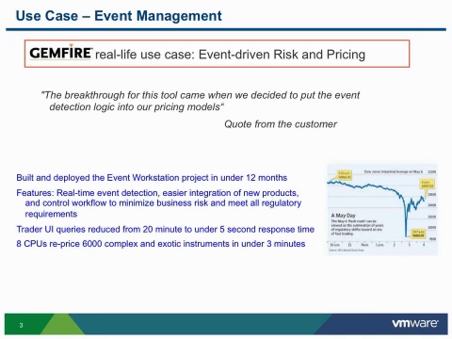But what they got in the end was a lot more speed. So on 8 CPUs of GemFire, they were able to reprice all 6,000 of their complex and exotic instruments in under 3 minutes.